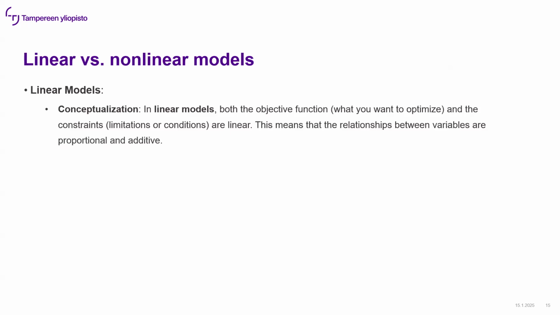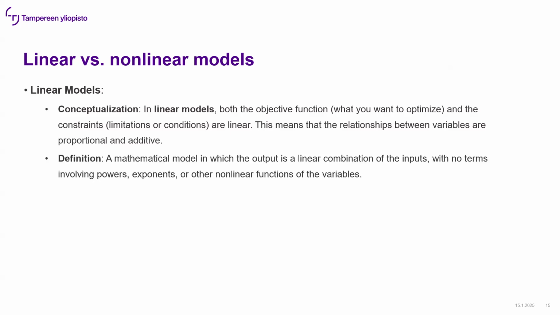These linear models, both the objective function and the constraints are linear. This means that the relationship between variables are proportional and additive. So a mathematical model in which the output is a linear combination of the inputs. There can be something that you calculate based on polynomial fits, but these outputs and inputs are the ones that matter in the model calculation procedure itself.